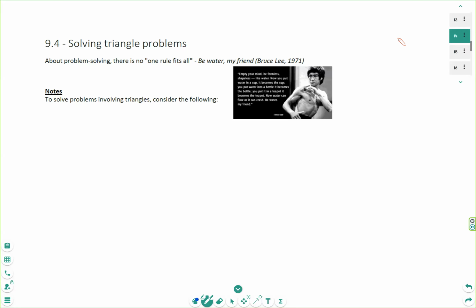Welcome to Pure One, Chapter 9.4, in which we are talking about some problem-solving questions about triangles using the sine rule, the cosine rule, and different sorts of knowledge about triangles.